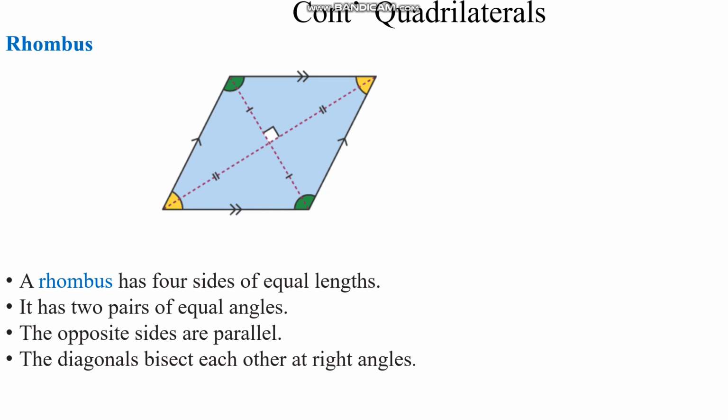And then the next quadrilateral we'll look at is the rhombus. A rhombus has 4 sides of equal lengths. People sometimes prefer to call it a twisted square, because its 4 sides are equal. And then it has 2 pairs of equal angles. So the angles in yellow are equal and the angles in green are equal. And then the diagonals bisect each other at right angles too. So each one of these angles is a right angle. And then the opposite sides are parallel, just like in the parallelogram.